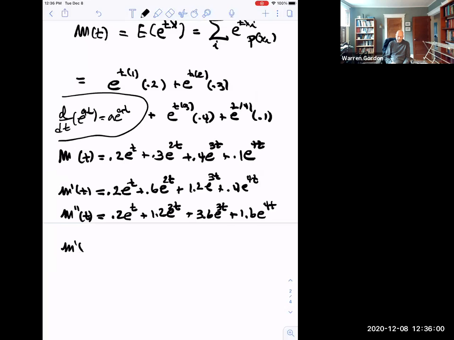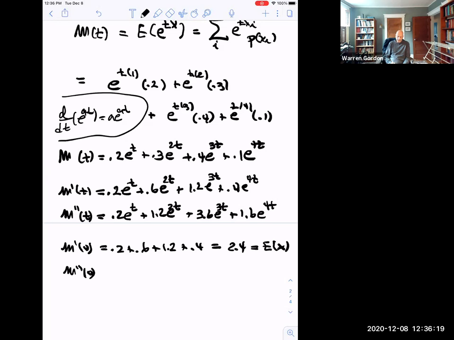M prime evaluated at 0 will just be 0.2 plus 0.6 plus 1.2 plus 0.4. What does that give me? 1.6, 2.2. If I did that right, what was that? 2.4? So that's equal to E of X.